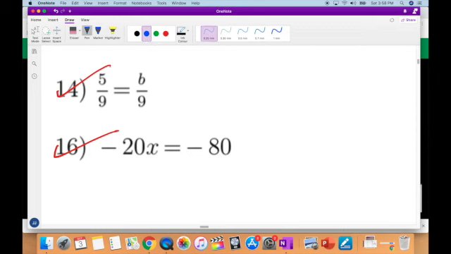So over here I have b over 9 is equal to 5 over 9. So I'll rewrite it as b over 9 is equal to 5 over 9.